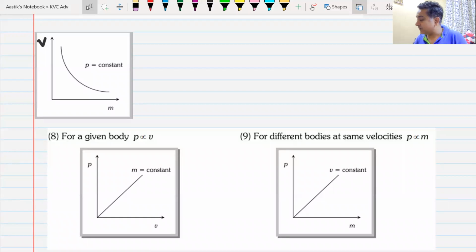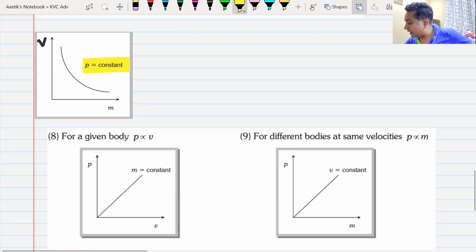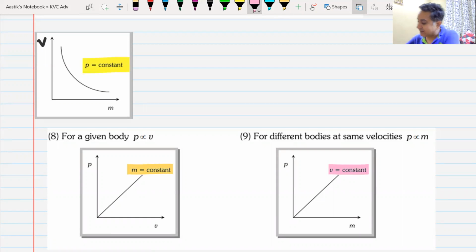In the first graph, as you can see, the yellow one, momentum is constant and your graph is drawn between V and M. In the second one, M is constant. In the third one, V is constant. So you can see three different types of graphs. Yes or no? Yes, sir. Everyone understands this? Yes, sir.